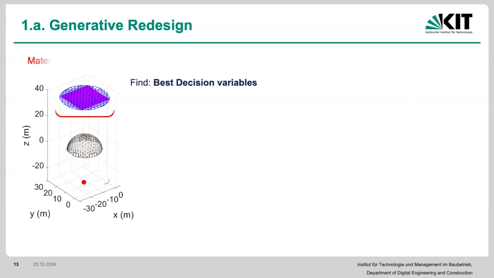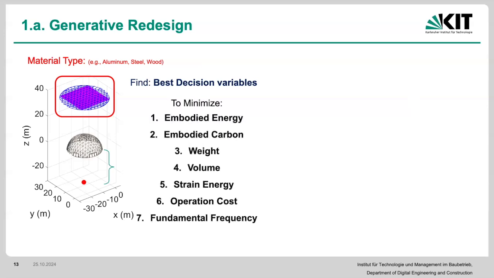So in this situation, we have the material type. I had aluminum, steel, wood. I had the distance here that changed. Based on this, a new design is created. Based on the distances of each and every one of these deltas, a new design is also going to be created, right? Each of these would generate a new design. So these would be our decision variables to do what? We want to minimize embodied energy, embodied carbon, weight, volume.